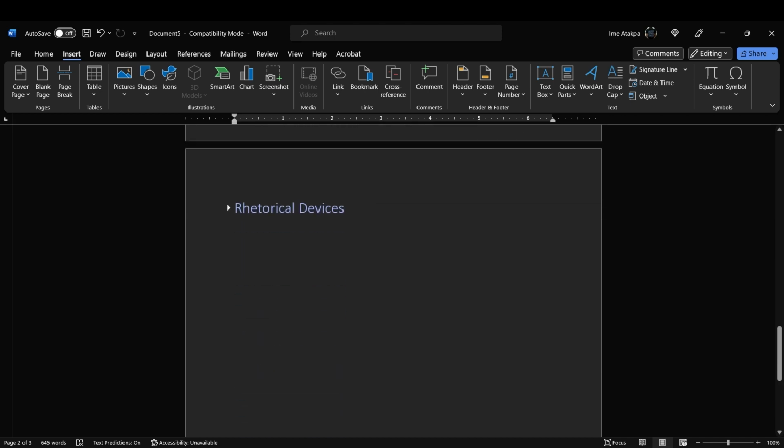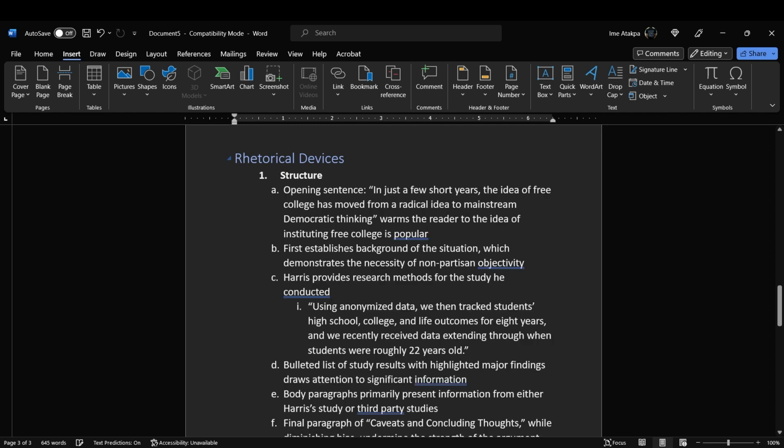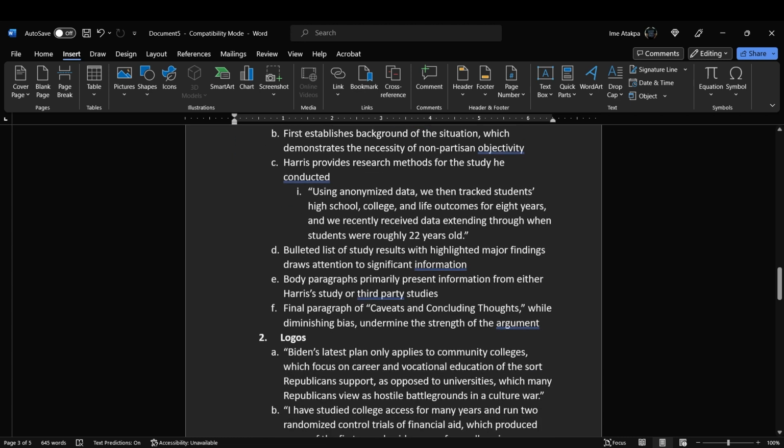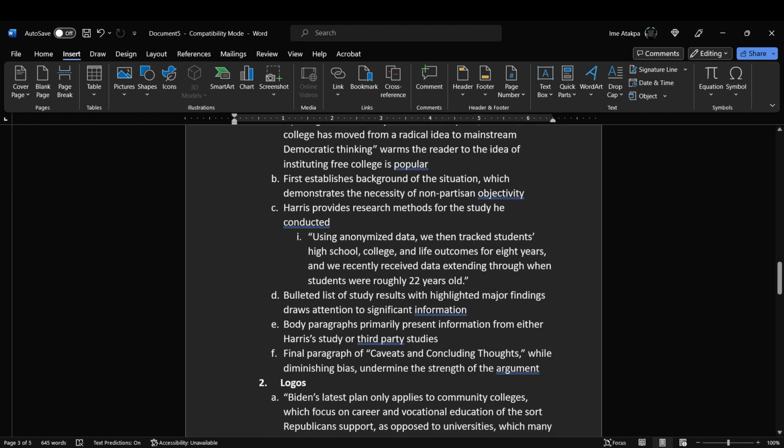Next part is looking at rhetorical devices. This is where I just go through and I find those rhetorical devices. I'll read a little bit deeper into the article to see if I can pick up as many as possible. For a text document, two of the most important things are going to be how it is structured, what the tone is, and where there's logos.